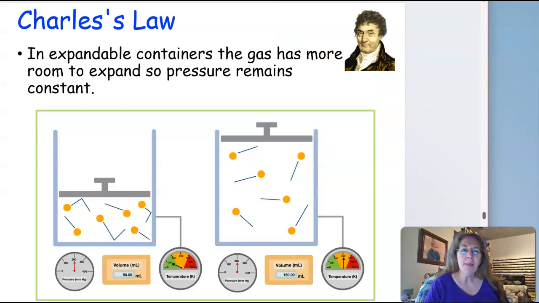If we have an expandable container, meaning that if we want to keep the pressure the same, the container has to be able to move or expand and contract based on the pressure that we have. So in the two examples, you can see that the pressure is the same on the slide, but the volumes are different and the temperatures are different, but the pressure is the same.